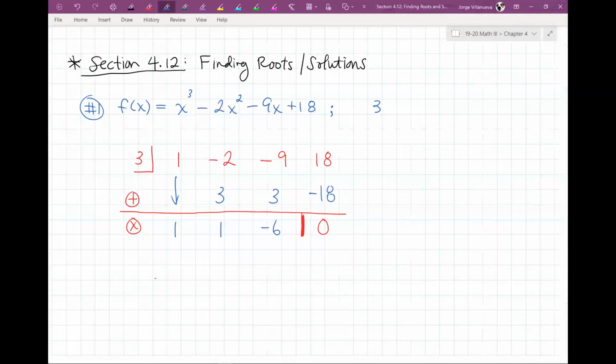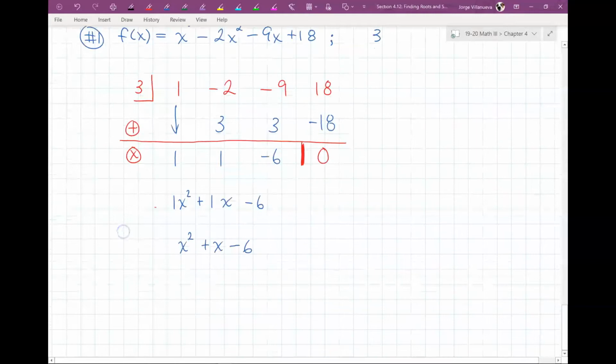So I'm going to rewrite my answer here that I got. I have a 1, and a 1, and a -6. And then I start by writing down the powers, right? So instead of x cubed, I get to start with x squared plus x minus 6. So I'm just going to write it out nicely: x squared plus x minus 6.